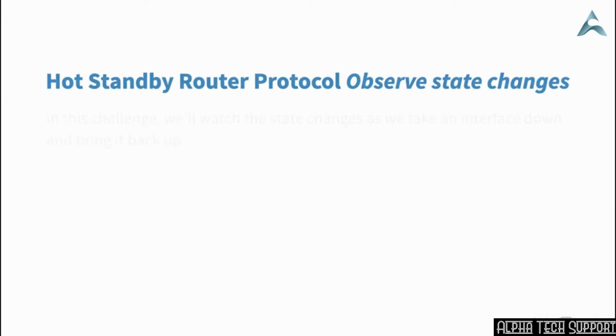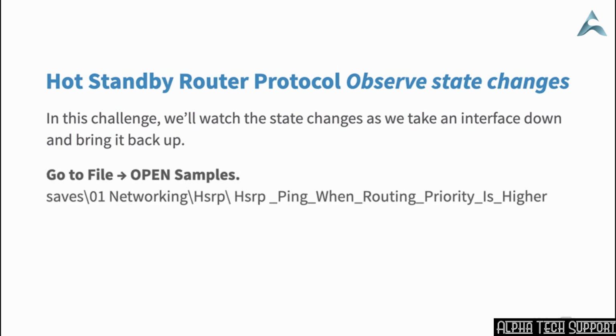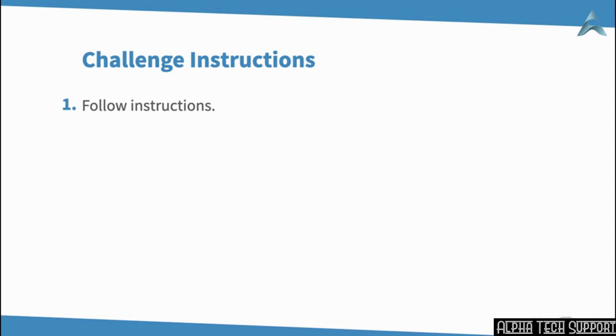Let's do a challenge. In this challenge, we'll take a look at Hot Standby Router Protocol and watch the state changes as we take an interface down and bring it back up. You'll find the file in one of the samples using this path. For this challenge, you'll simply follow the instructions.